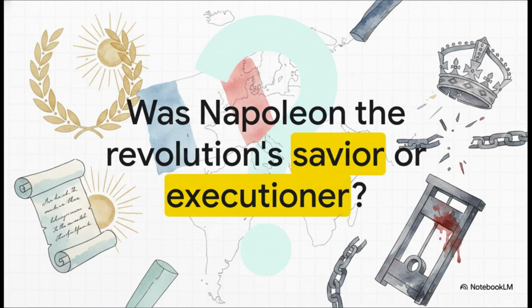If Napoleon destroyed democracy at home in order to enforce administrative equality across a whole continent, was he the French Revolution's savior or its executioner? It's an absolutely fascinating historical debate.